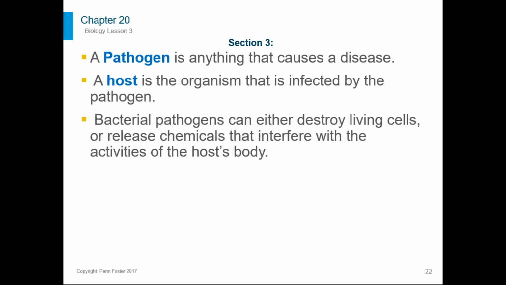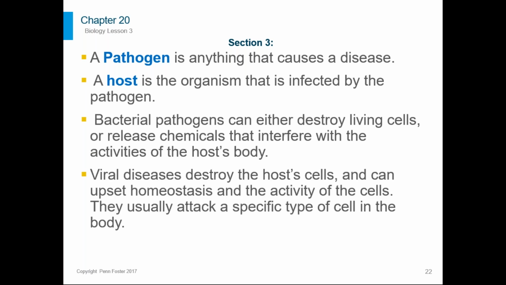And when we're talking about bacteria, bacteria can either destroy living cells or release chemicals that interfere with the activities of the host body. And virus can destroy the host cells, and it can upset homeostasis and also interfere with the activity of the cells in the host body. And remember, a virus usually attacks a specific type of cell in the body.